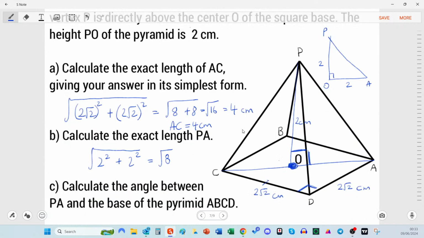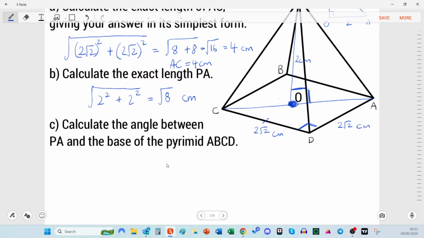We'll leave it like that. Centimeters. That's the exact length. Because if you start writing this as a decimal, that's going to be not exact, right?